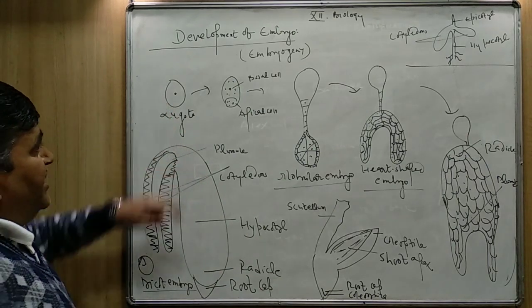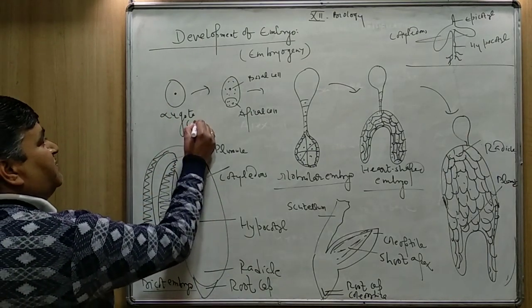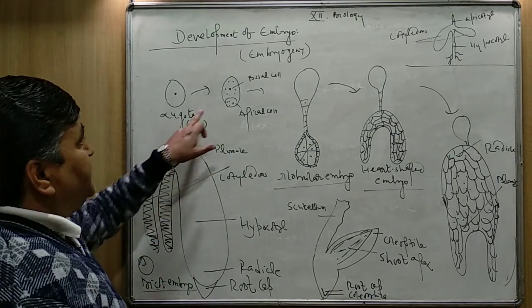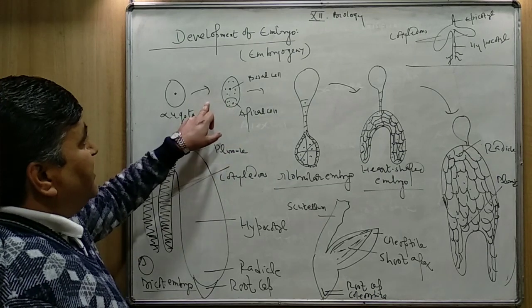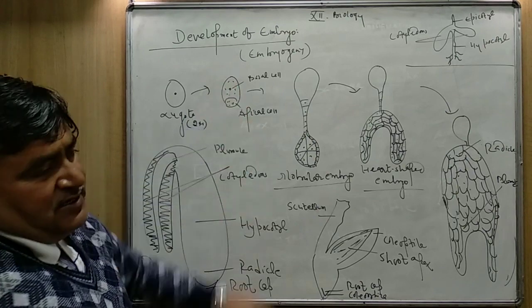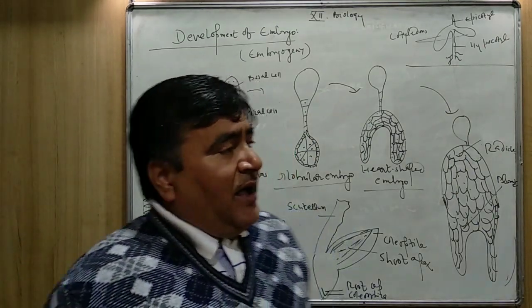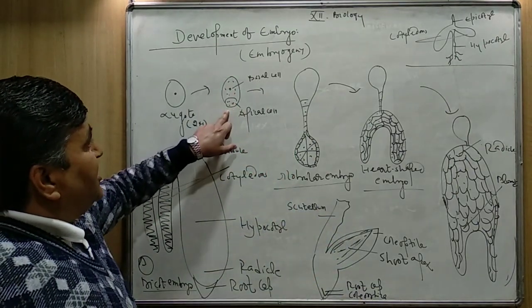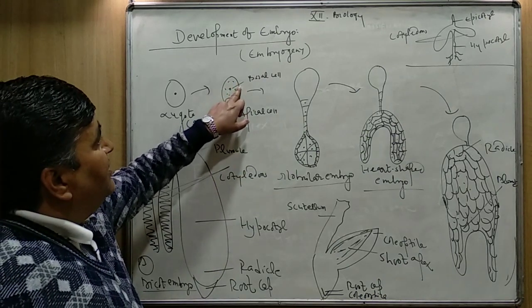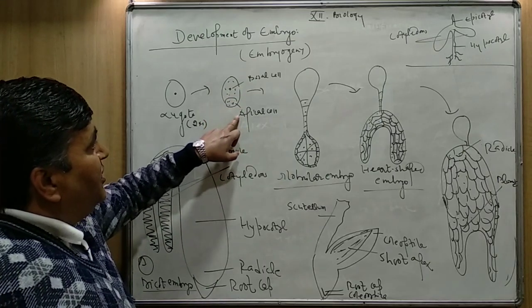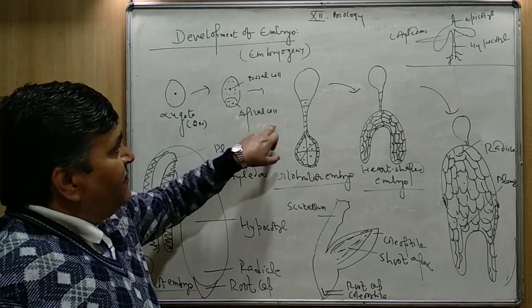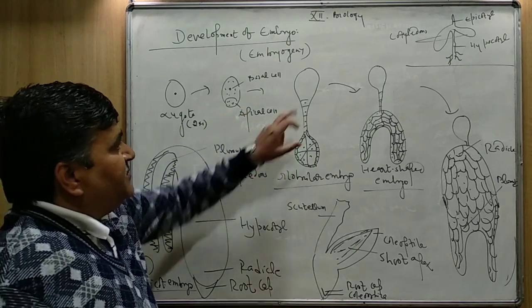This is the zygote. As you know, the ploidy of the zygote is diploid in nature. First of all, it divides by mitotic division into two unequal cells. These two unequal cells are called apical cell and basal cell. The apical cell further divides, and after repeated division it forms the haustorium.